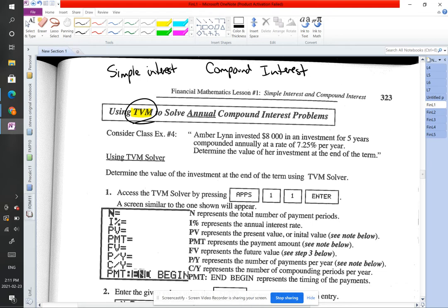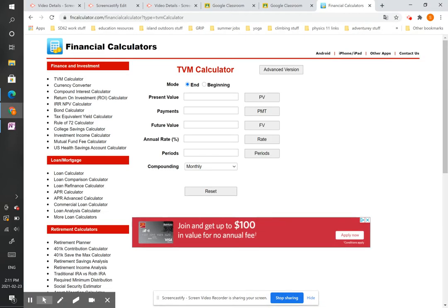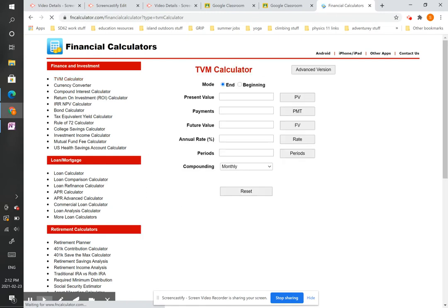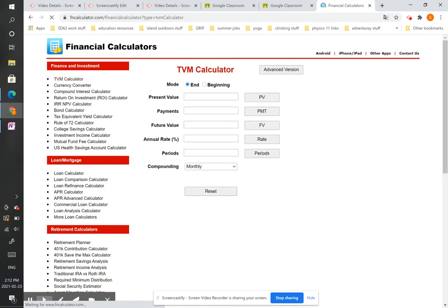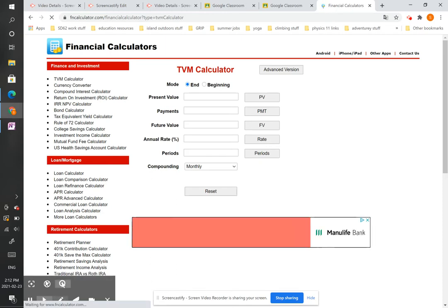You can get an app if you want on your phone. I think Easy Financial Calculator is a good one. I found one on the internet. I just typed in financial calculator, or you could type in TVM solver, and then I'll show you what I get. Something like this. Financial calculators. I clicked on TVM calculator. It brings me here, which is awesome. It's got everything we want here.